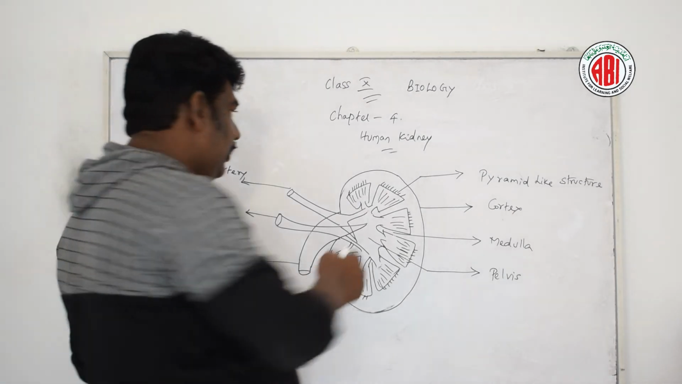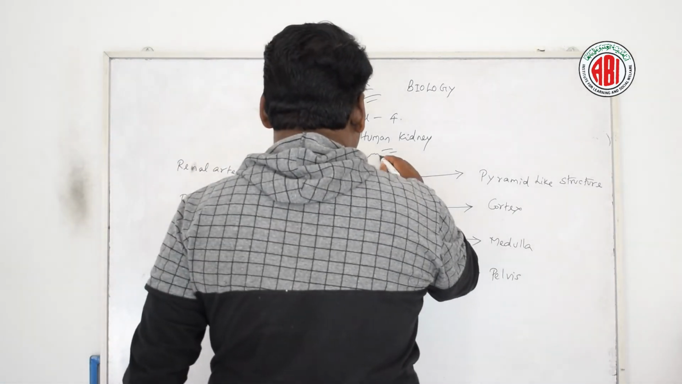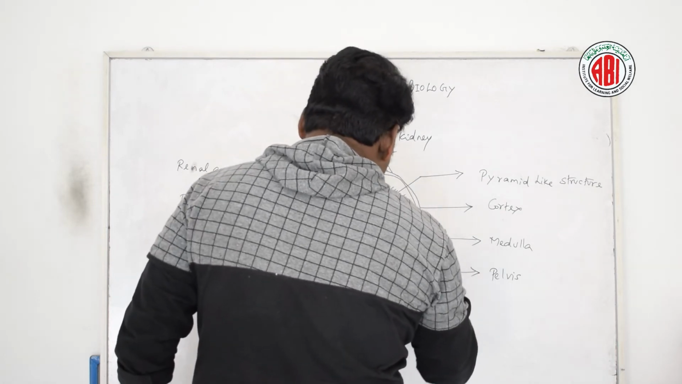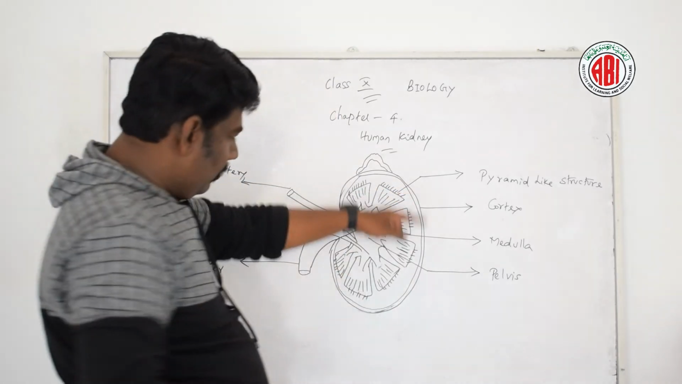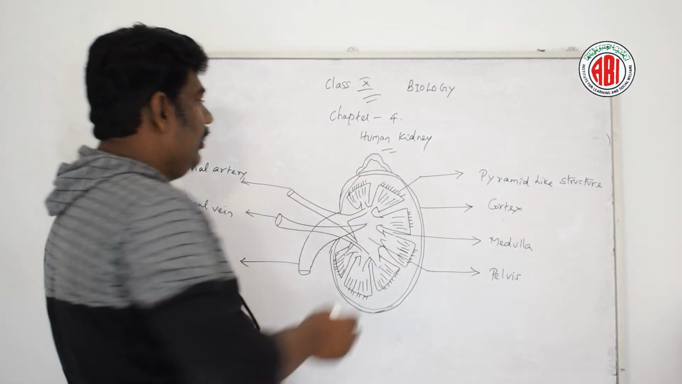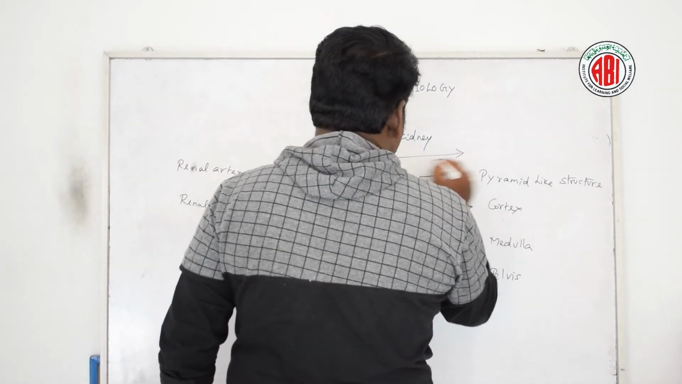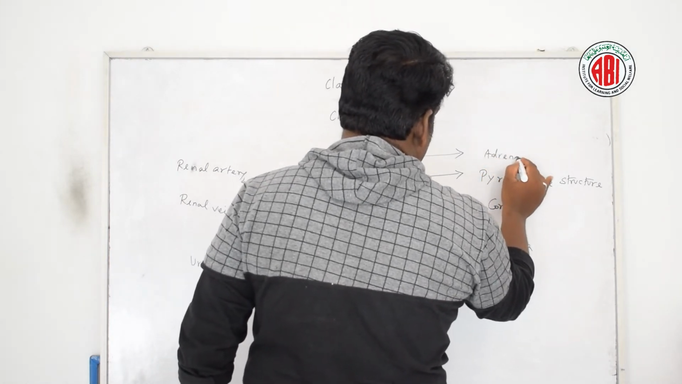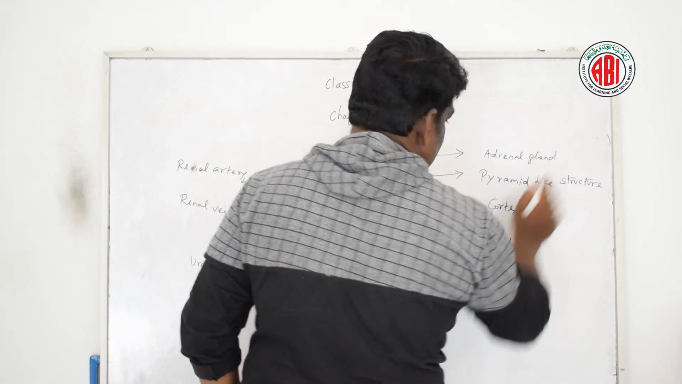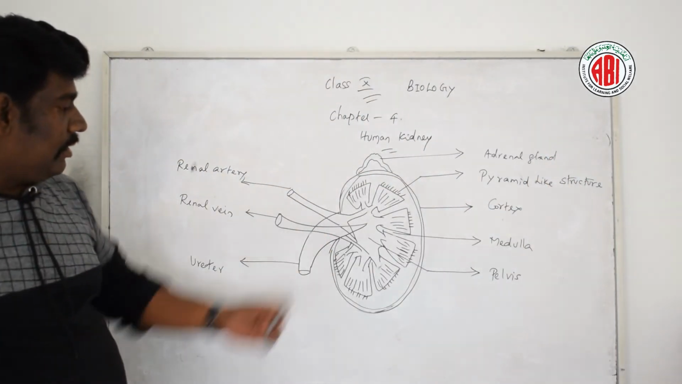If it is possible, you can mention the adrenal gland on top. Also you can make a double layer, make one more double layer, and on top of this you can make a crown-like structure, that is called adrenal gland. Okay, so this is about the human kidney.